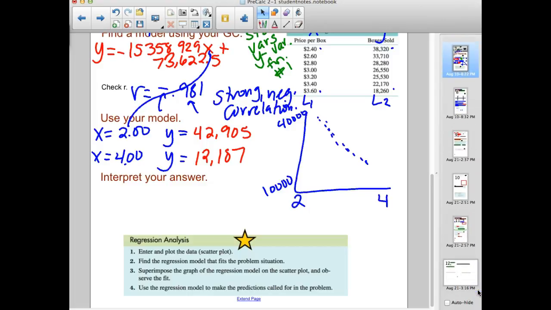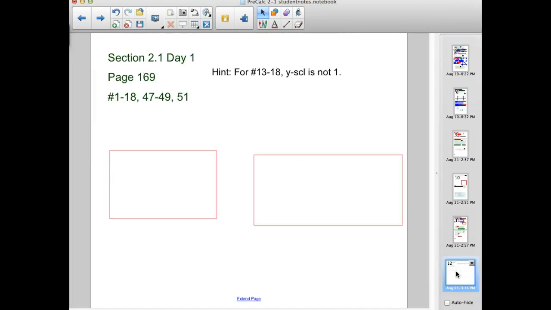Your assignment. It's questions 1 through 18, 47 through 49, and 51. I did put a hint on here. For questions 13 through 18, your Y scale is not necessarily a 1. So watch that kind of carefully.